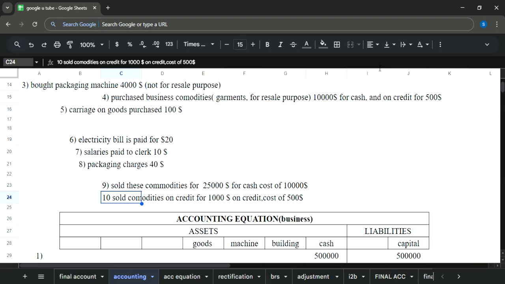Total commodities you have purchased $10,000 and $500. The commodities costing $10,000 were sold for $25,000. Commodities costing $500, you have sold them for $1,000. Now we are going to record these transactions.